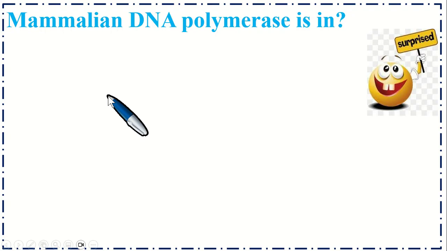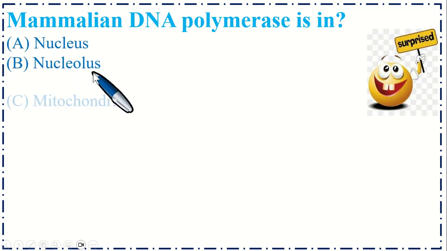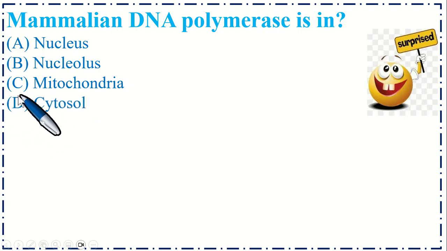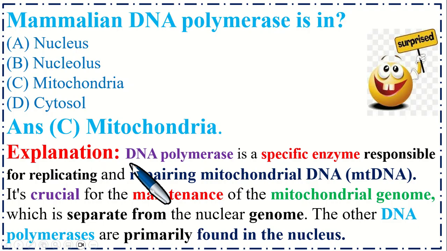Dear students, this is very important MCQs. Mammalian DNA polymerase gamma is in option A, nucleus, B, nucleolus, C, mitochondria, and option D, cytosol. So the correct option is C, mitochondria. Explanation is, DNA polymerase is a specific enzyme responsible for replicating and repairing mitochondrial DNA. So it's crucial for the maintenance of the mitochondrial genome, which is separate from the nuclear genome. The other DNA polymerases are primarily found in the nucleus.